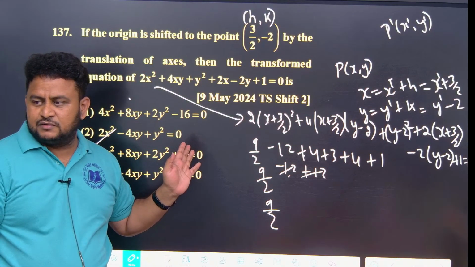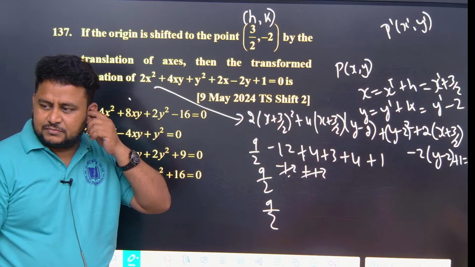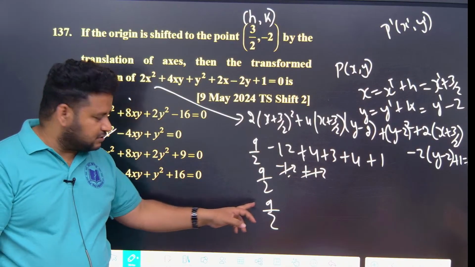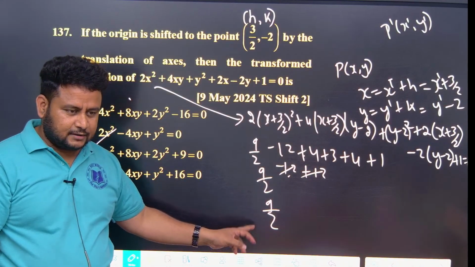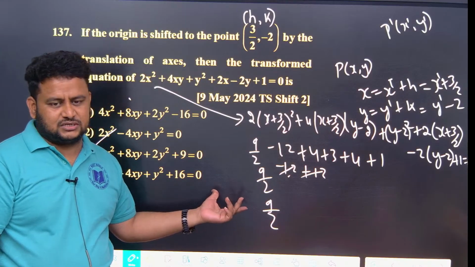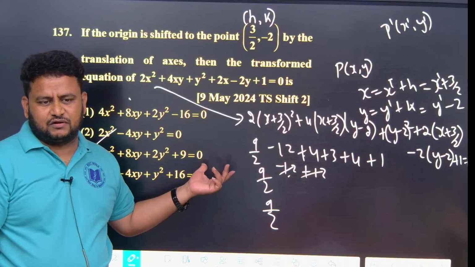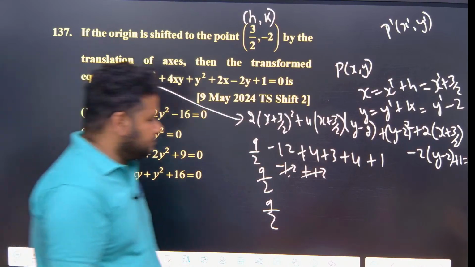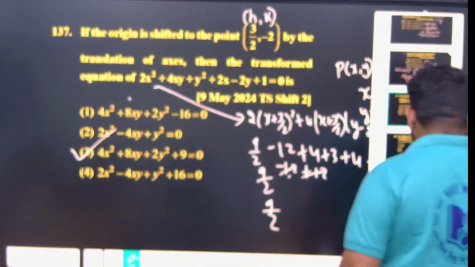Understood, you people? Vinay, Harsha, Sharan, and also Nikhil. Got it? You people got it? Okay, this is what we will do. 9 by 2. Clear? So we will get the value of constant. If you get the constant, directly we will be able to solve. Got it?